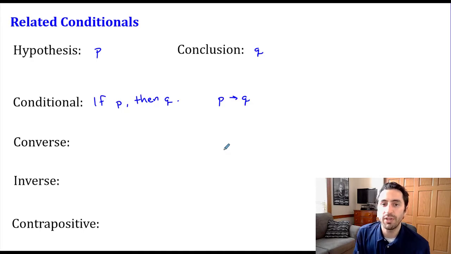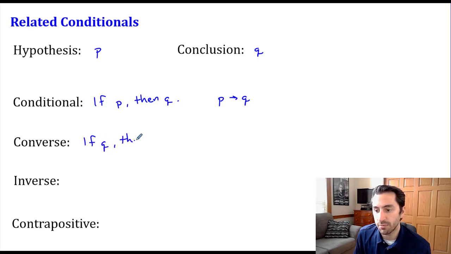So our three related conditionals we're going to talk about are converse, inverse, and the contrapositive. And as I said, these are rearranging our original conditional or negating certain parts. So for the converse of a statement, we just switch the hypothesis and conclusion. So instead of if P then Q, our converse is going to be if Q then P. So we're just reversing the order of our statement. And in notation, I could write this as Q implies P.